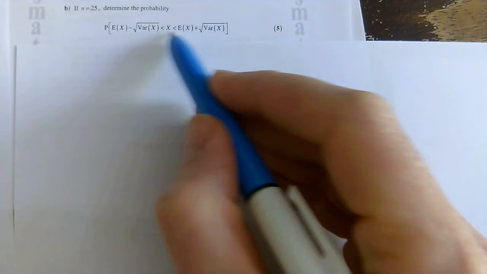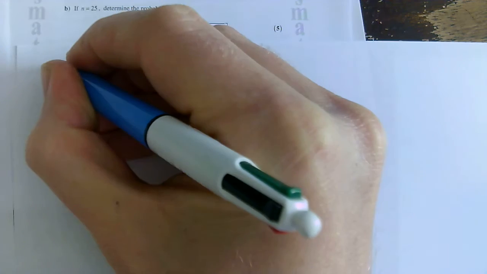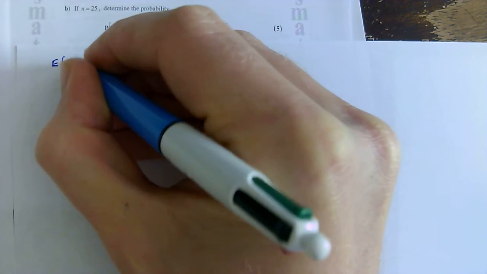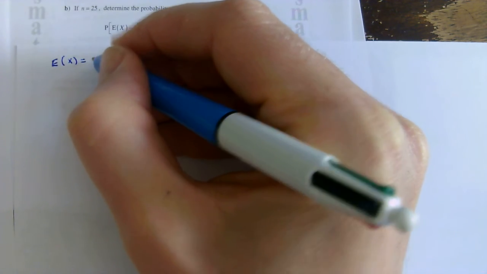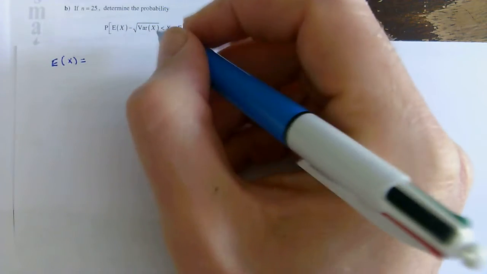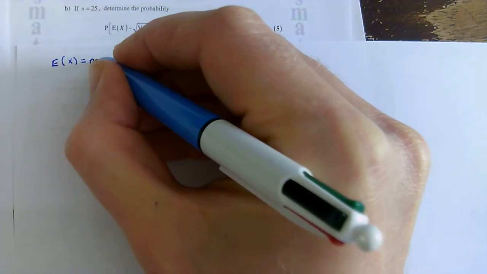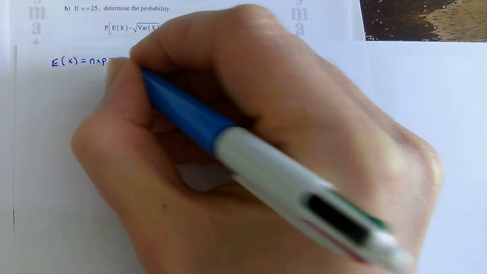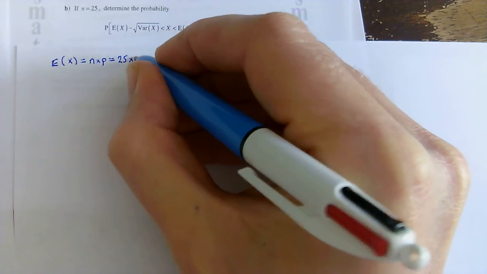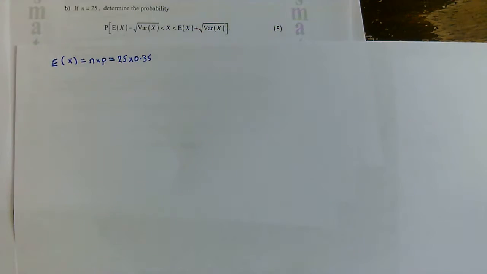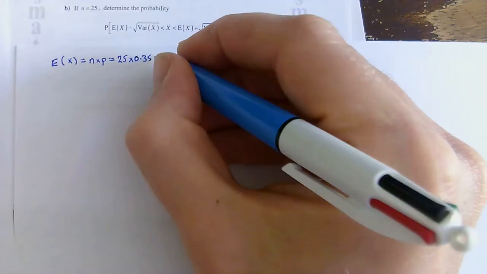Okay, so for part B, we need to understand the terminology that's used here. The expected value of x is the same as the mean of x. So E of x is equal to, and this is in our formula booklet, page 23 I think, the expected value of x is n times p, which in this case, n is 25 times 0.35. So 25 times 0.35 gives me 9.75.